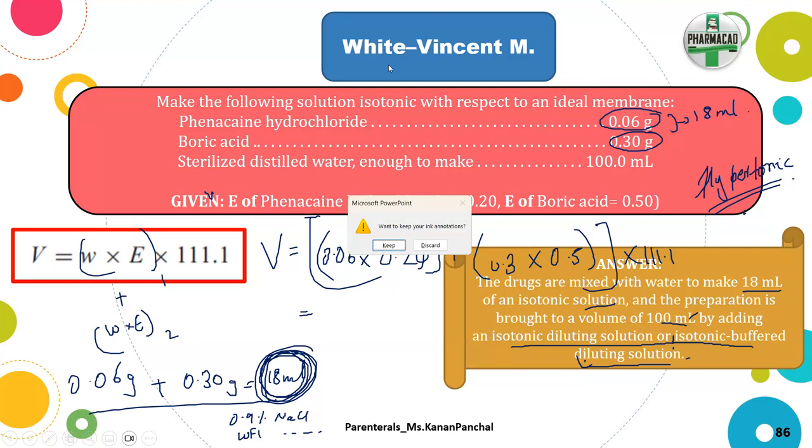Yes, ma'am. Any doubts? So we learned three methods. Understand White-Vincent method. White-Vincent method is for your dilution, and the other two are for your hypotonic solution. Fine.